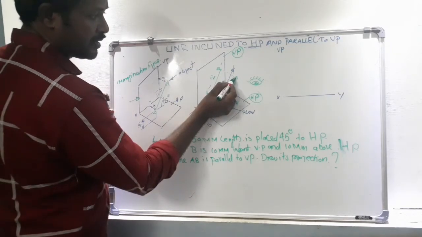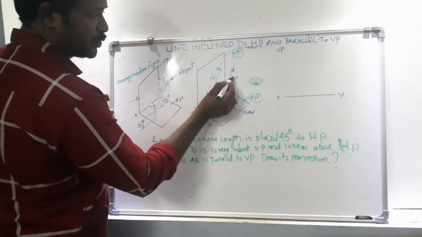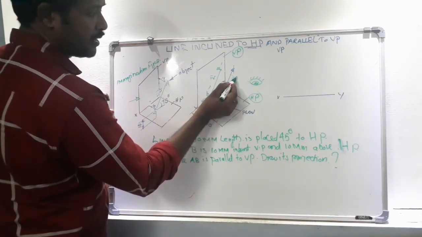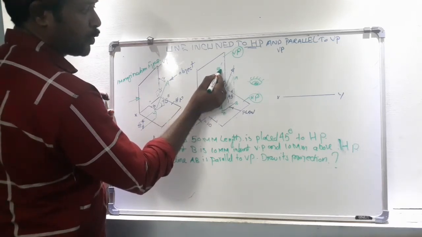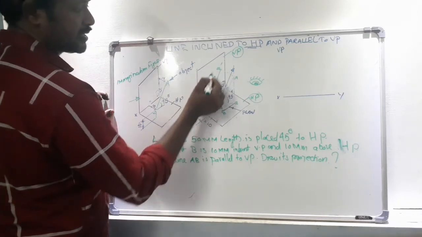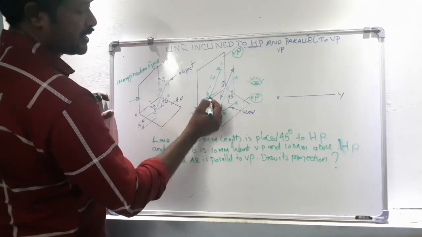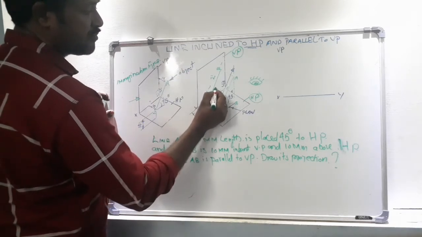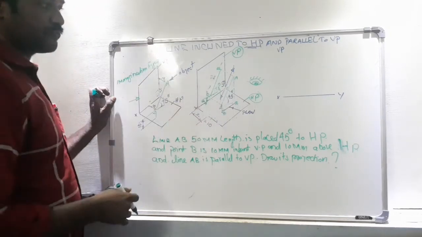That means by keeping this 45 degree angle, we project point A with respect to the vertical plane. Then we get a point here. That point is marked as A dash. Now connecting A dash and B dash, we get an inclined line. Its angle is 45 degree. That is our front view.